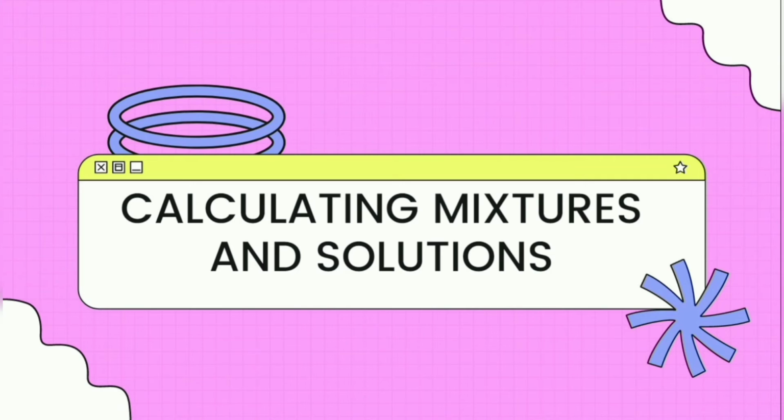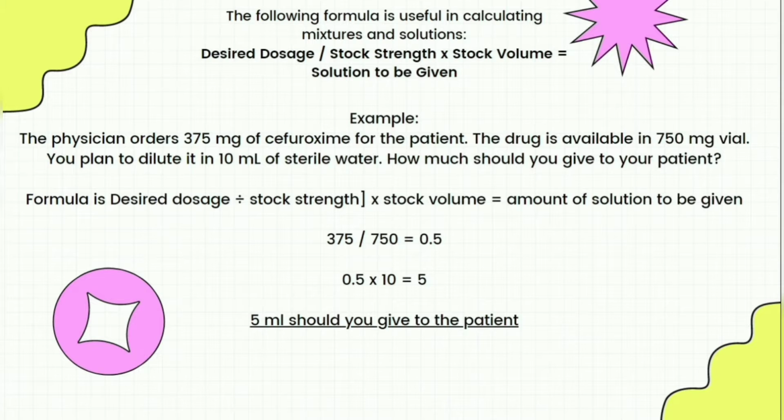Next, calculating mixtures and solutions. The following formula is useful in calculating mixtures and solutions. The formula for this is desired dosage divided by stock strength multiplied by stock volume is equal to solution to be given. The desired dosage is the ordered dosage of the physician, and the stock strength is the amount of drug present in the preparation, while the stock volume is the amount of the solution where the drug is diluted.